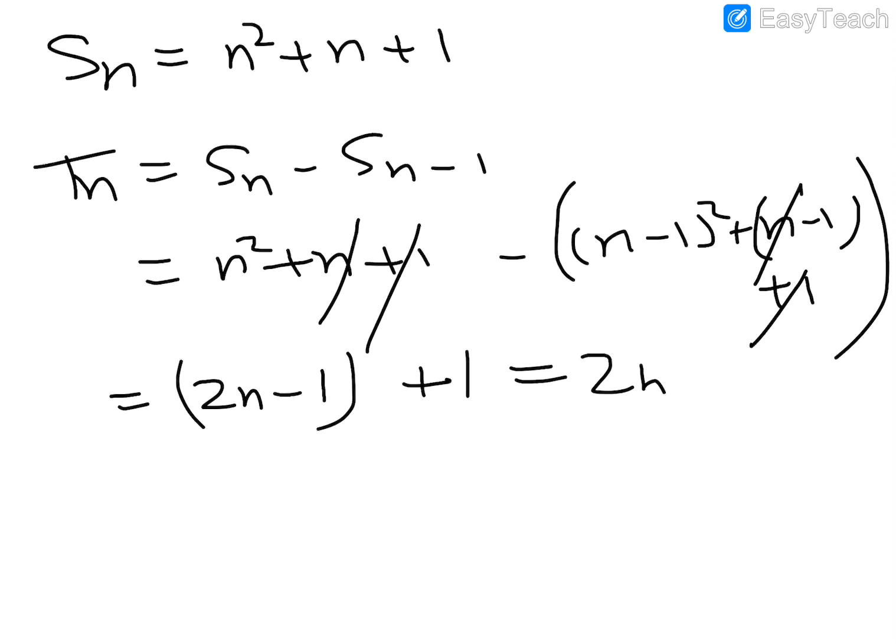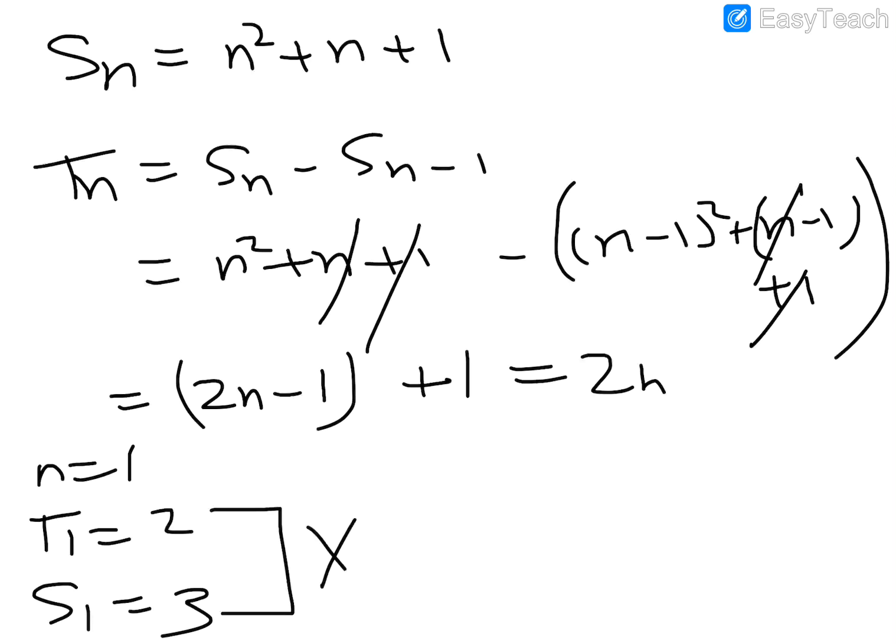Okay, so here if I put n is equal to 1, T1 gives me 2 and S1 gives me 3, but this is not possible, so it is wrong. Got it? Okay, if something is given, so this is invalid. The sequence is invalid. Okay, fine. Sometimes a question comes and you have to check like this by putting these values.